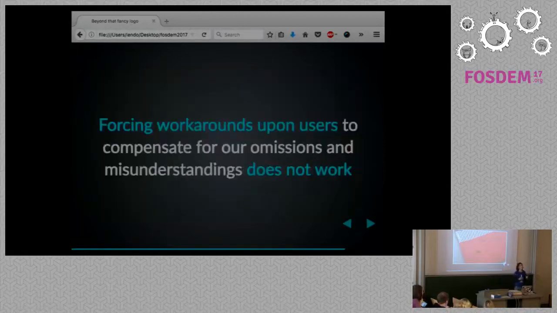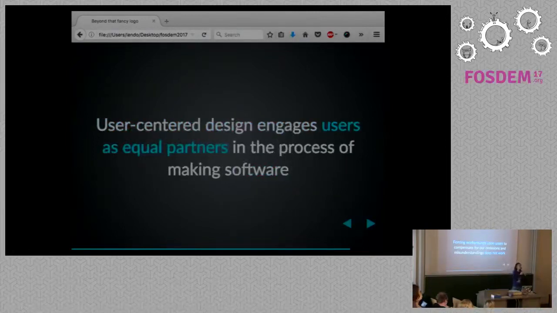We do not command the same respect and authority over our users. So, forcing workarounds upon our users to compensate for our omissions and misunderstandings simply does not work. Users will vote with their feet, and if our software doesn't work for them or forces them to do things that feel unnatural or inconvenient, they will simply abandon our software. That's it. They will use something else.